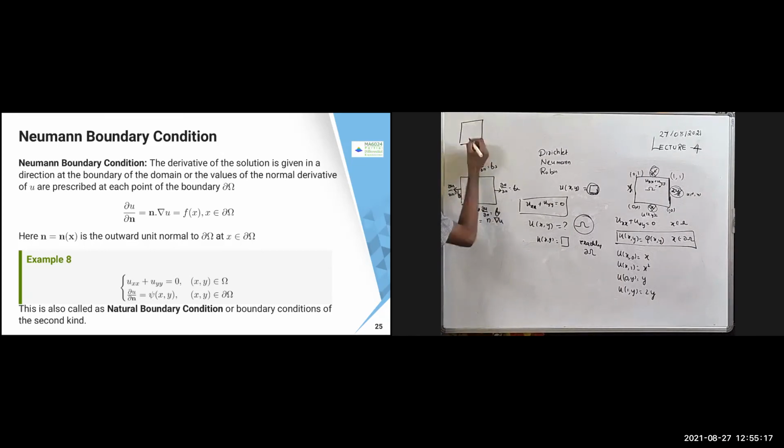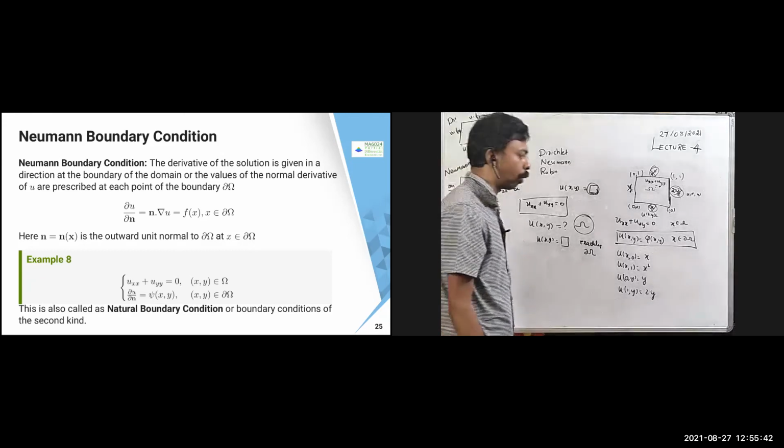Understand that. So this is Dirichlet. In Dirichlet, I define u equal to f1, u equal to f2, u equal to f3, u equal to f4. Whereas in Neumann boundary condition, I am defining ∂u/∂n equal to f1, ∂u/∂n equal to f2, ∂u/∂n equal to f3, ∂u/∂n equal to f4. So this is called Neumann boundary condition.